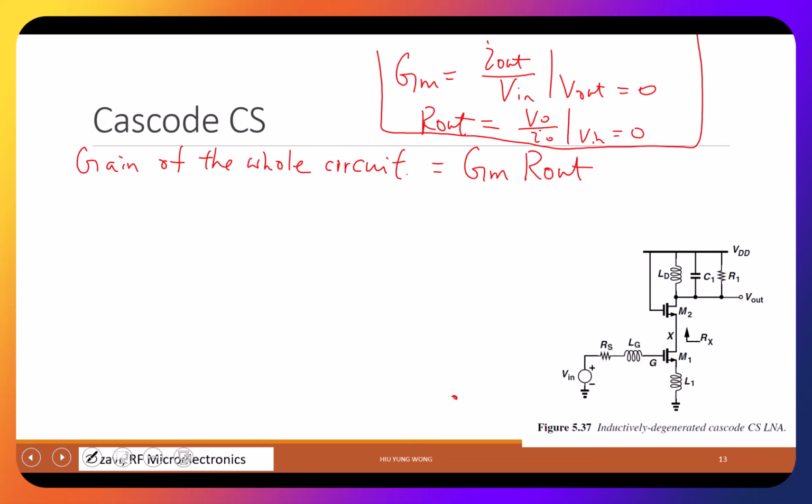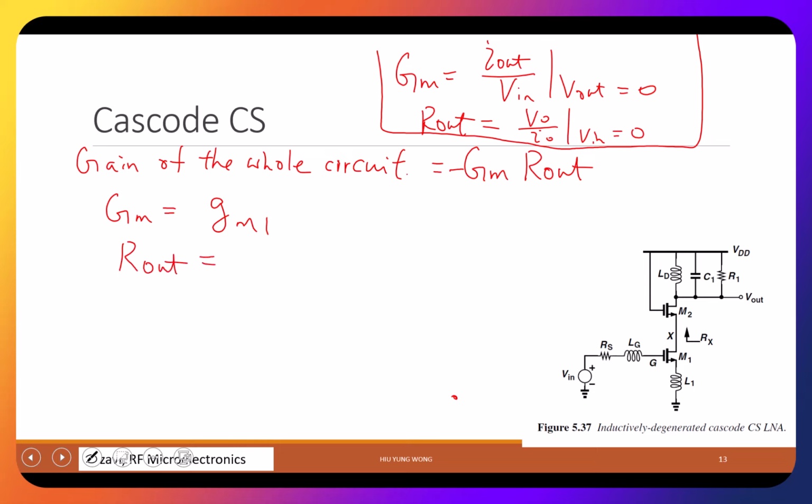Now, let's do it one by one. What is GM of this circuit? It is the GM of the cascode circuit, common source with cascode, which is just equal to GM itself. And I forgot, this is negative capital GM out. It is just equal to GM1. And the RL is what?